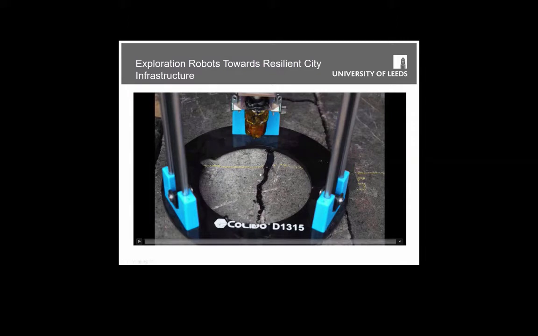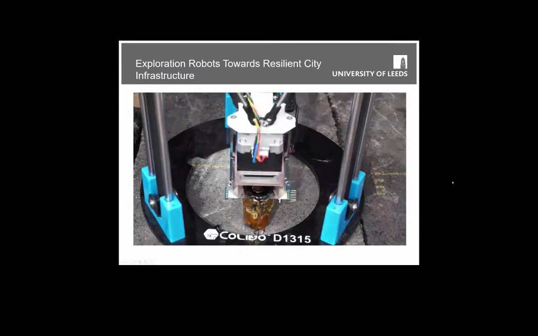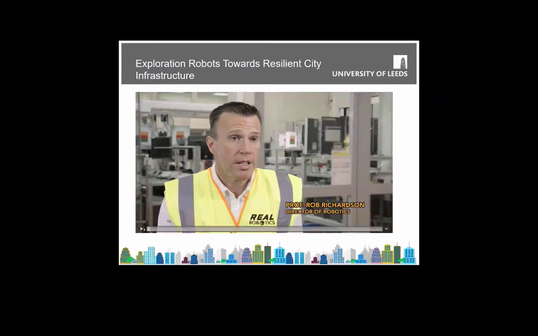Even that by itself is not trivial, because the cracks aren't that clear. They look clear to us, but in a vision system, it's quite hard to understand where that crack is and what's going on. So that's one example of things.